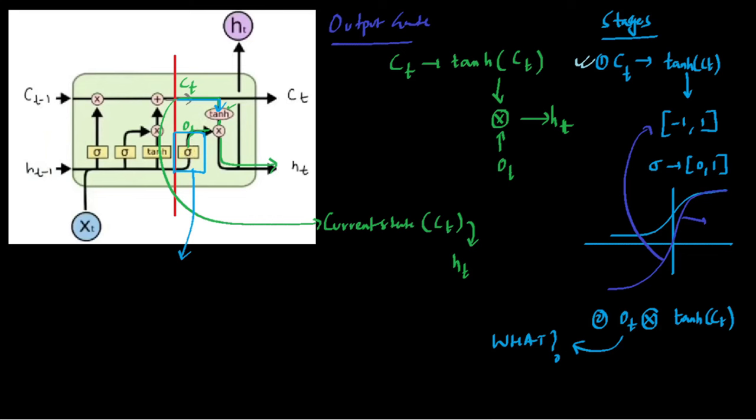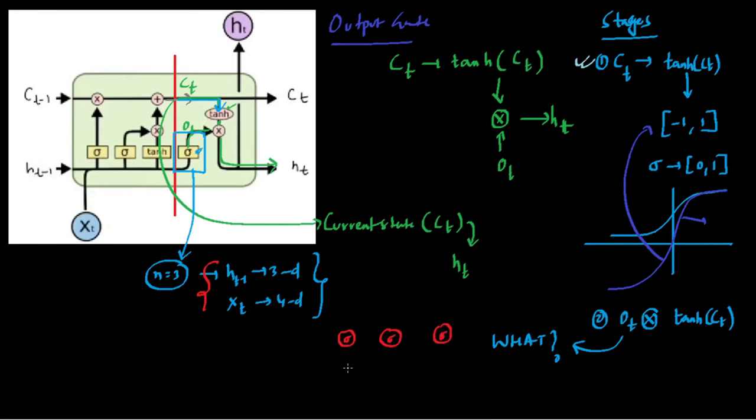Before getting into OT, there is a sigmoid function, and we all know how many nodes there will be. There will be three nodes. Why? Because HT minus 1 has three dimensions and XT has four dimensions. If you go through the forget gate and the input gate, these are all things that I have already explained. We have taken an assumption that the number of nodes was three. The input XT is four dimensions. Now, if I take this piece of information through a sigmoid function, this is how it looks. This is sigmoid, this is sigmoid, this is sigmoid.